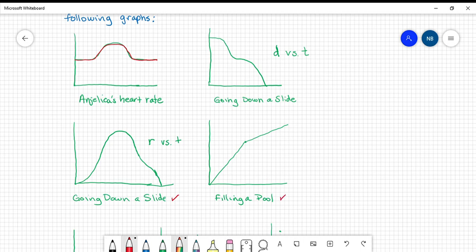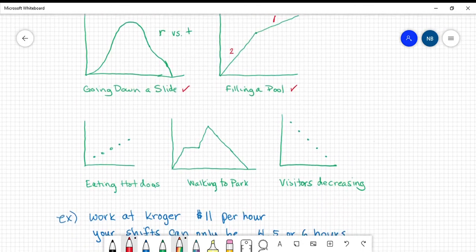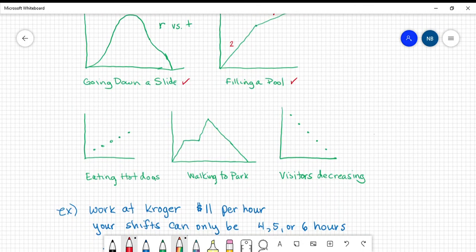There was a guy who was filling a pool. He started out with 2 hoses, so it filled faster, and then he was reduced to 1 hose, so it filled slower. We had a problem where you eat 2 or 3 hot dogs every hour for 5 hours. And one about walking to the park. We measured your distance from home as time passed. And the last one we had was a problem about visitors to a national park decreasing every day for 7 days. So that would be this one here.